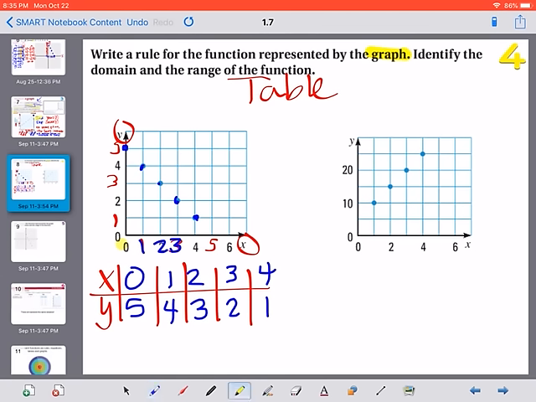So we're going to write our rule. Well, you can tell from one number to the next, because our x's go by ones, remember? From one number to the next, we are just subtracting 1. So our rule, we're going to subtract 1.